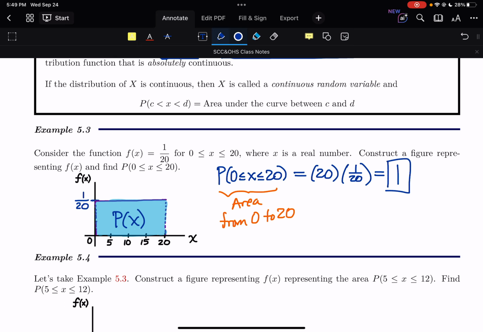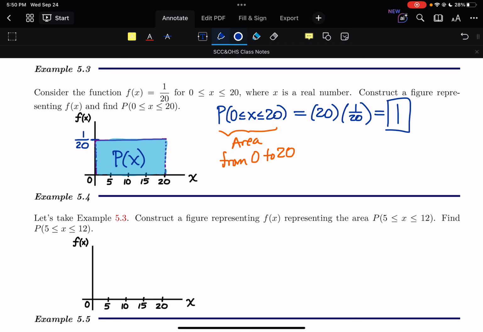So the area between 0 and 20 under this curve was 1, which means that the probability is 1. If the probability is 1, we know that this is a certain event, right? Because they're telling us that x is between 0 and 20. So I know that 100% of my values fall between 0 and 20. That's basically what this 1 is giving us, the likelihood that our value will fall between 0 and 20. But since those are all the values, there's a 100% chance that this is what happens.